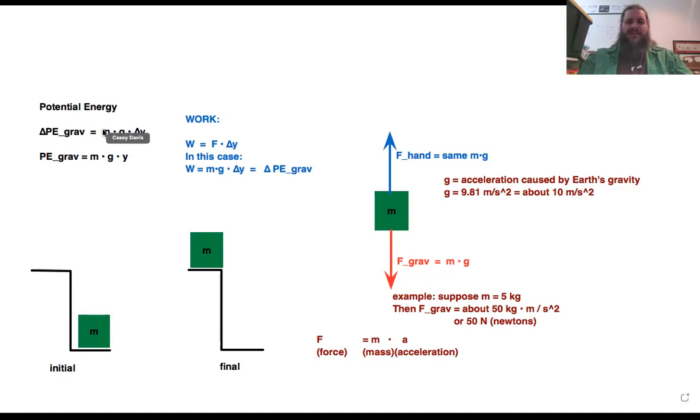So mass of the object times acceleration of gravity on Earth, 9.81 meters per second squared, times how much you're lifting the object from start to finish. That tells you how much potential energy has changed during that process, which among other things tells you how much work you would need to do to make that happen.